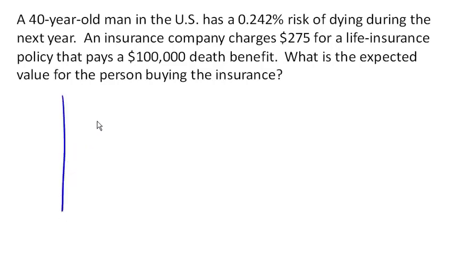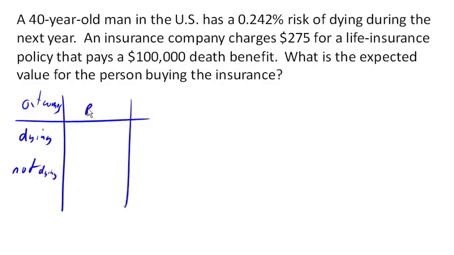So there's two possible outcomes here. Outcome number one, of course, is dying, and outcome number two is not dying. And each of those has an associated probability. The probability of dying, presumably, is 0.00242, and the probability of not dying then is the complement of that, which is 0.99758, right? 1 minus the probability of dying.